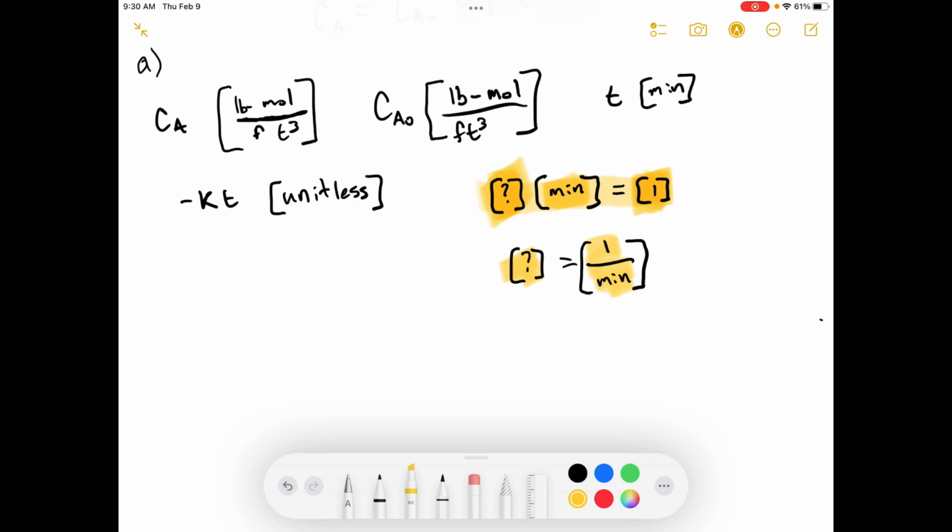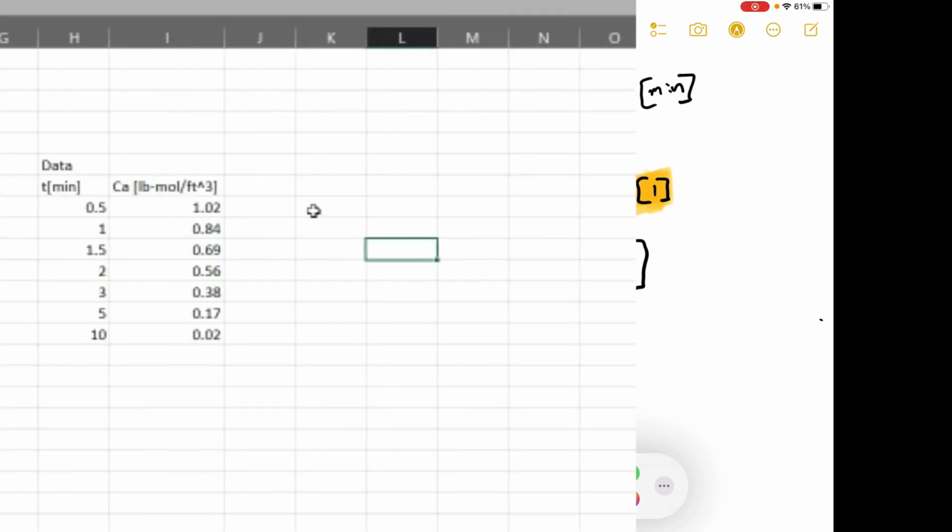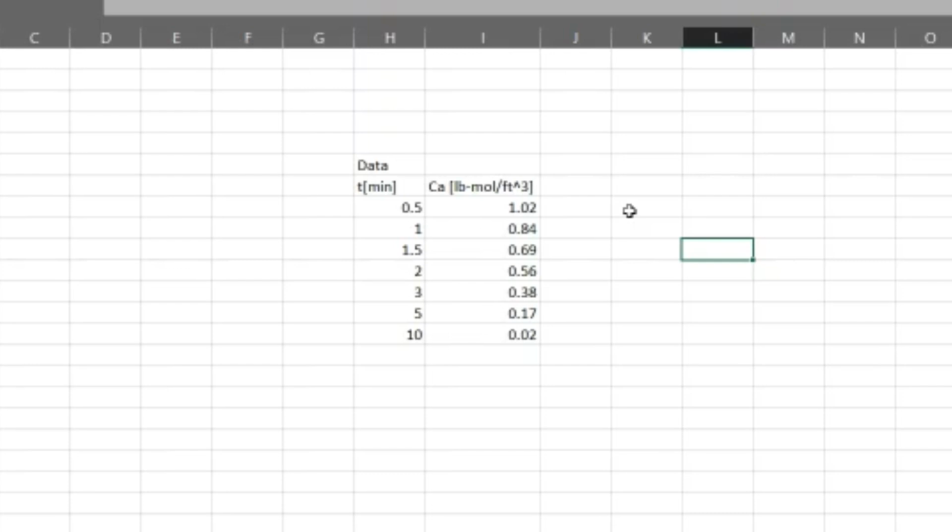Part B says the following data are taken for CA as a function of t. Alright, let's move over to the computer for this part. Okay, we moved over to the computer and I've replicated the data that they gave to us in this section. The problem statement continues: verify the proposed rate law graphically. First determine what plot should yield a straight line, and calculate CA0 and K.